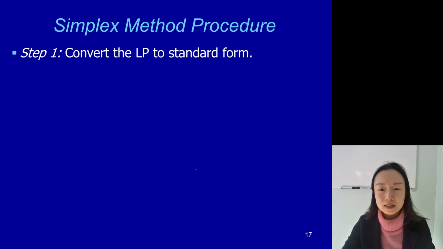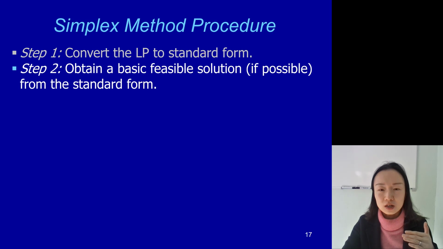So in the Simplex method, we convert the LP model to a standard format. For example, like we said, you add a slack variable to the less than or equal to constraint, and you subtract an excess variable from those greater than or equal to constraints. And then we obtain a basic feasible solution, if possible, from this standard form. We usually start from the null point, which is we set the decision variables to be 0.